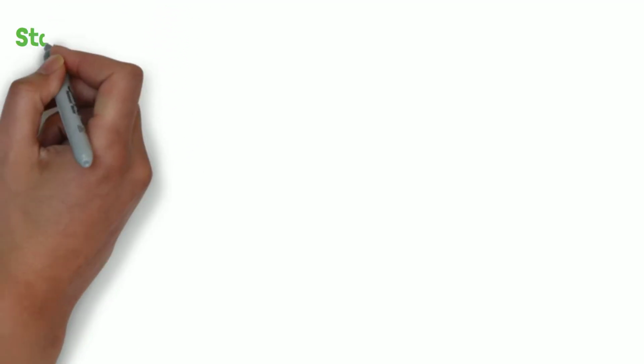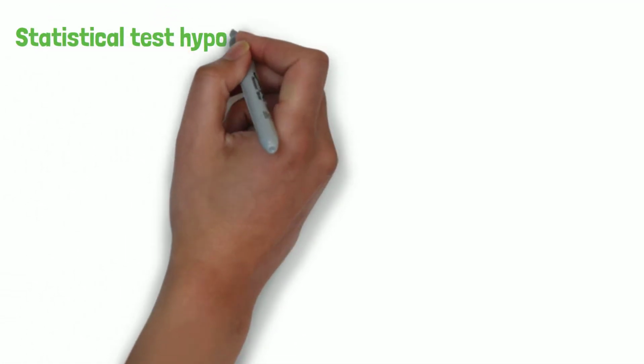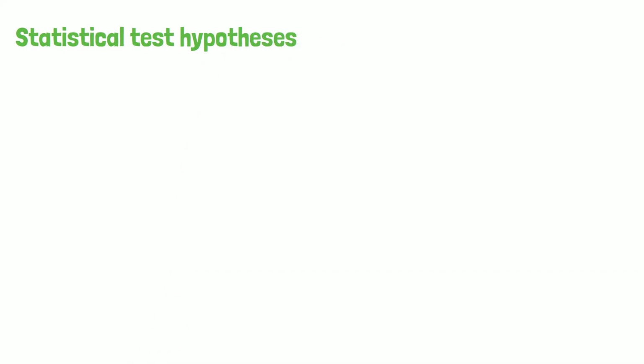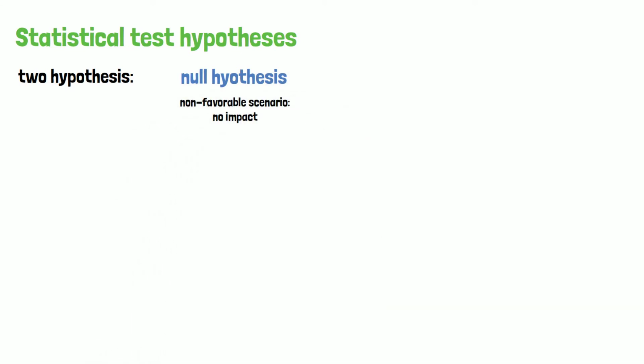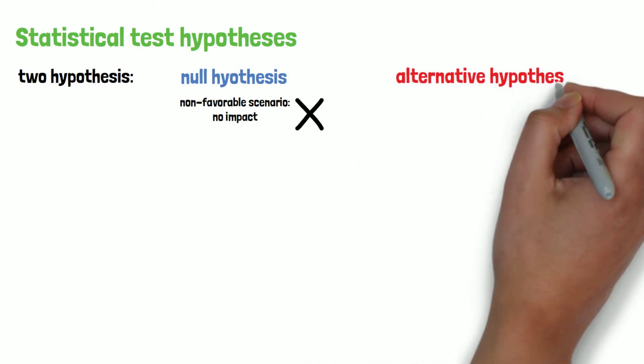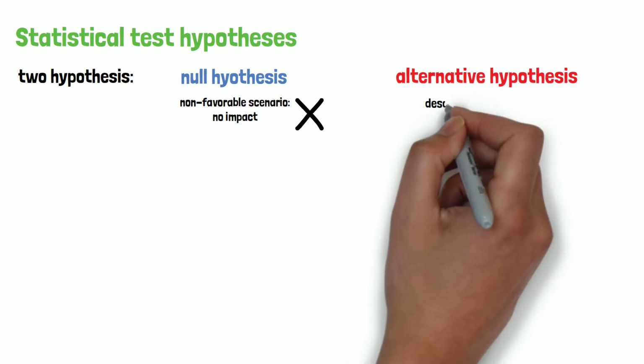When applying a statistical test, there are always two hypotheses as a basis. The null hypothesis describes the non-favorable scenario where the investigational product would have no impact on the outcome measured. It is this hypothesis that the investigator wants to reject in favor of the alternative hypothesis. The alternative hypothesis is the one describing what wants to be shown.